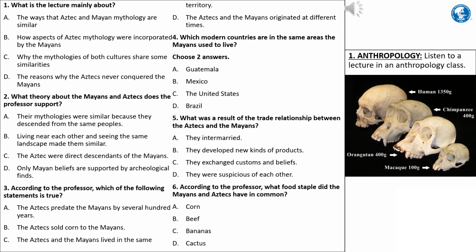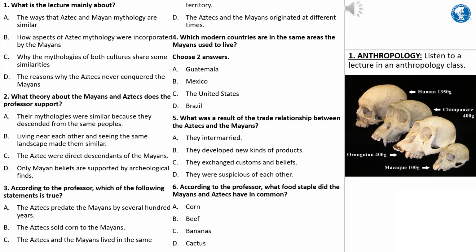Here's something I want you to consider. The Mayans and the Aztecs inhabited completely different territories. The Mayans were found in the western and southern parts of modern Mexico, as well as Belize, Guatemala, and El Salvador. The Aztecs, on the other hand, lived in central Mexico.